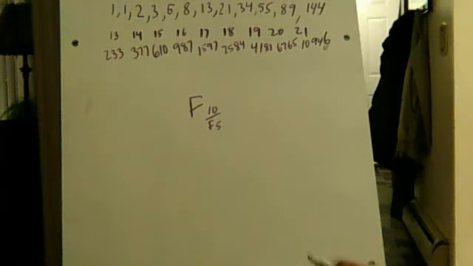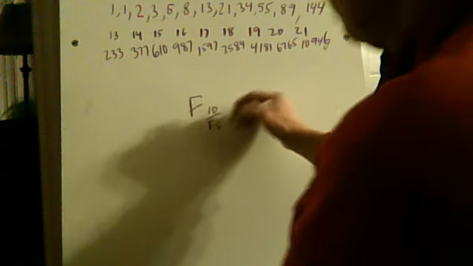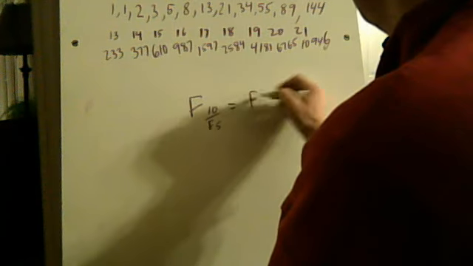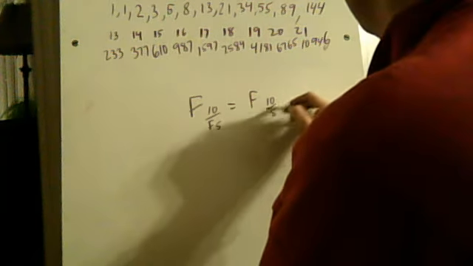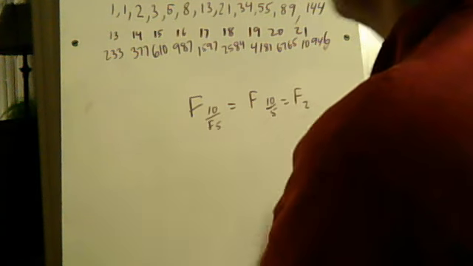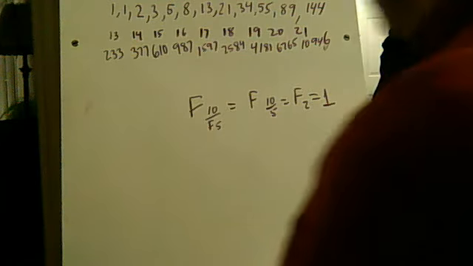Okay. Next problem. What is F10 divided by F5? Now here, you just want to divide the 10 by the F5. Okay, so that's F10, F5 is 5. So that's the second Fibonacci number. And that's equal to 1.